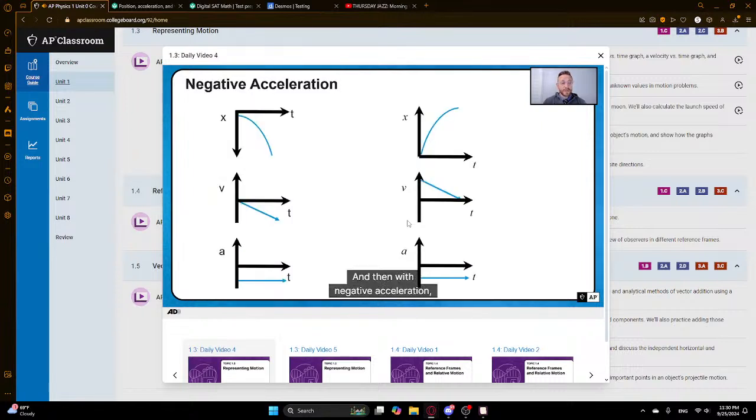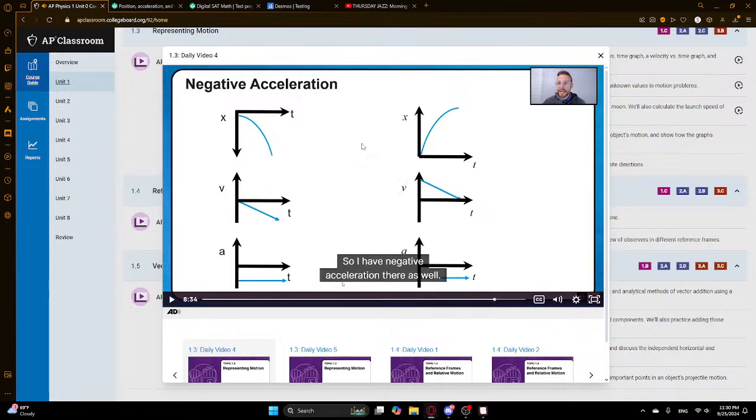And then with negative acceleration, each object's moving in a different direction, but we can see from the position graphs that we have negative curvature, they're concave down, frowning, giving us negative acceleration. And the slope of the velocity versus time graph, even though one object is moving backwards and the other object is moving forward, the slope is negative, so I have negative acceleration.